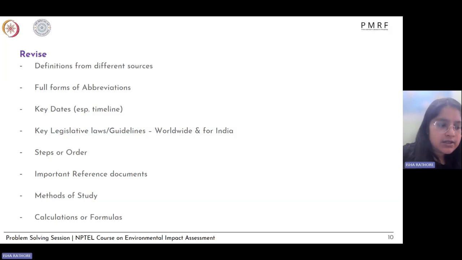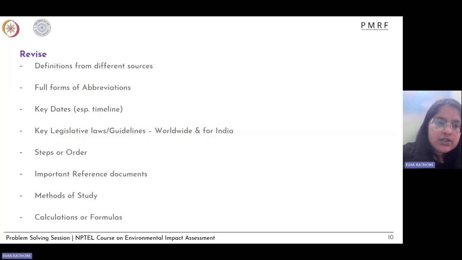Then key dates, especially relating to week 3, where we looked at the World Sustainable Development Timeline. So during that time, we looked at lots of legislation and laws and guidelines and conferences which were happening. So those dates and years are relevant when EIA originated in the USA, in India, what guideline was relevant. So all of those key dates are also something which can come in your final examinations.